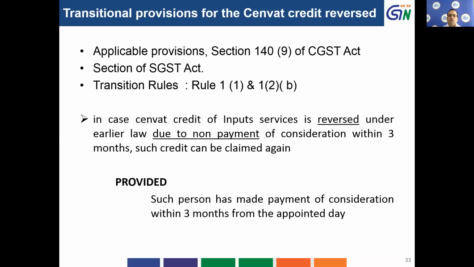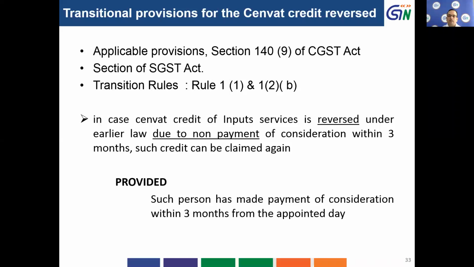Now we will cover section 149 of the CGST Act. The transition rules relevant are Rule 11 and Rule 12B. In case Cenvat credit of input services is reversed under the earlier law due to non-payment of consideration within 3 months, such credit can be claimed again. So there is a provision under the existing law that if you have not paid the supplier his amount, then that credit will be reversed.